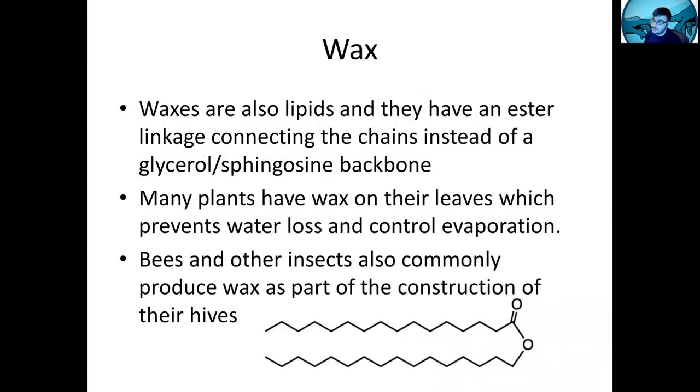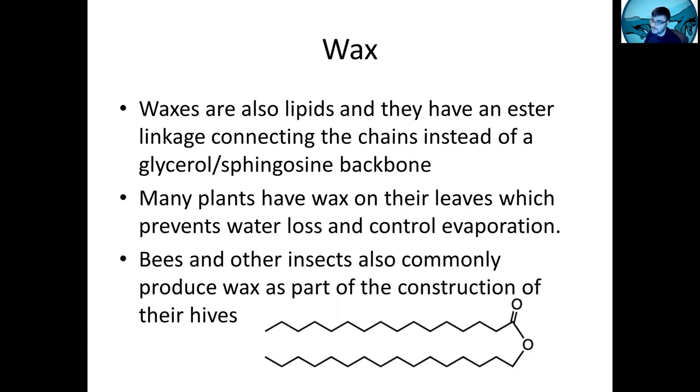Another type of lipid that certain animals have in their bodies is called wax. Waxes are also lipids, and they have an ester linkage connecting the chains instead of a glycerol or sphingosine backbone. Many plants have wax on their leaves, which prevents water loss and controls evaporation, just so the leaves don't dry out or absorb too much water. Bees and other insects also commonly produce wax. That's why it's called beeswax. They produce wax as part of the construction of their hives, for honeycombs. It keeps structural integrity.